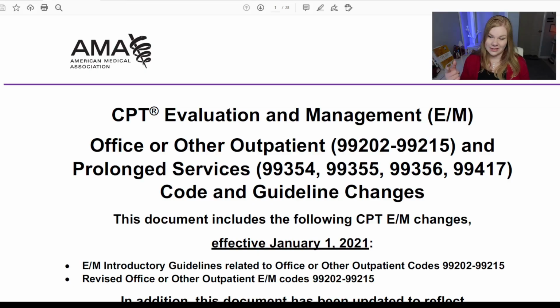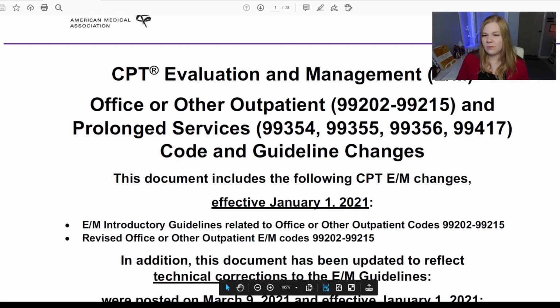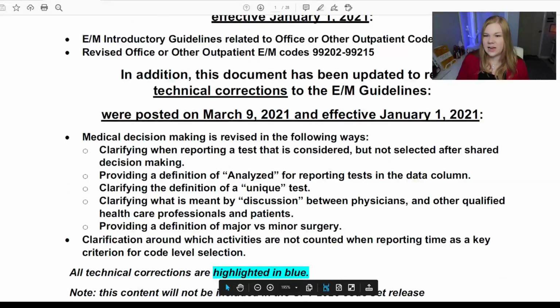Now, let's get into these guidelines. You can see here the AMA has highlighted everything that they've revised in blue. Now, it does say these technical corrections. That's what they officially refer to them as, technical corrections. They were posted to the AMA website March 9th. I'll link below where you can get them so that you have all of this information. And they were made effective January 1st of 2021. So this is what they basically covered in these bullets.